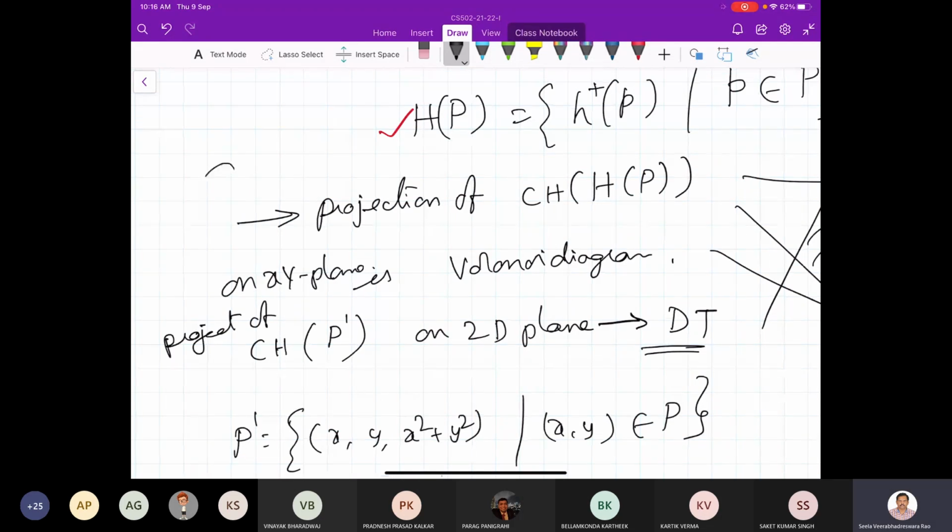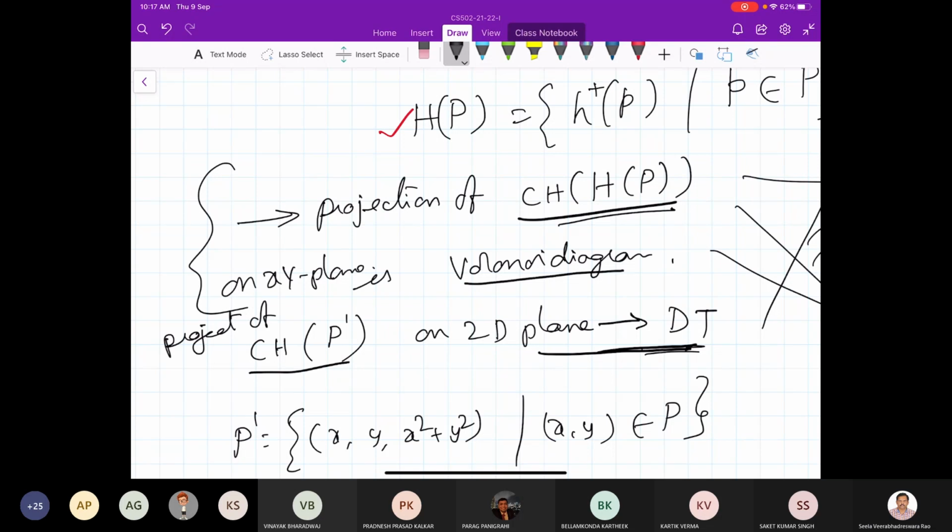What you have is this intersection of these hyperplanes; you project it, you'll get a Voronoi diagram. And if you take these points and construct the convex hull and project it back onto the 2D plane, you'll get a Delaunay triangulation. So this is a beautiful relation between the Voronoi diagram, Delaunay triangulation and convex hull. The two-dimensional Voronoi diagram and Delaunay triangulation are related to the three-dimensional convex hull in this manner.